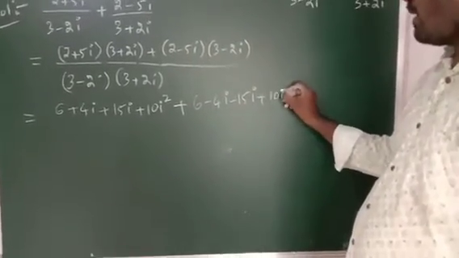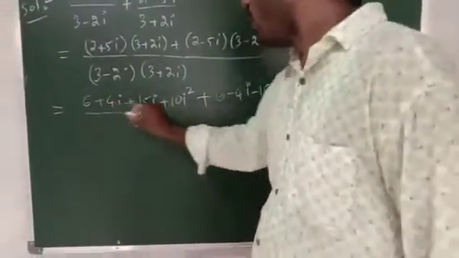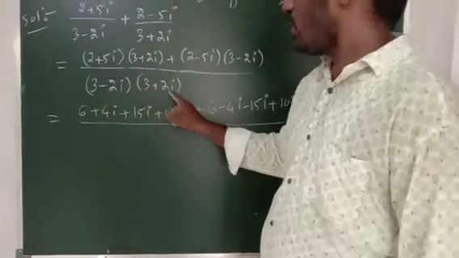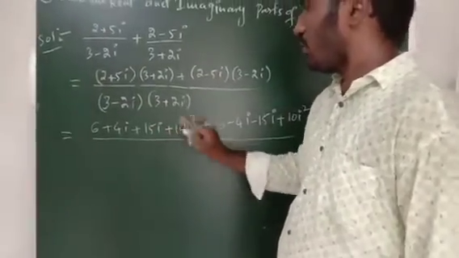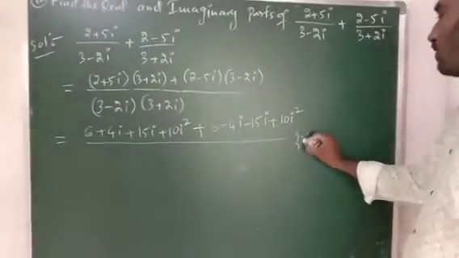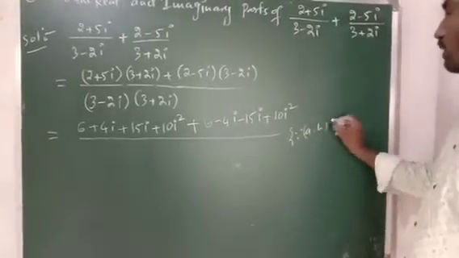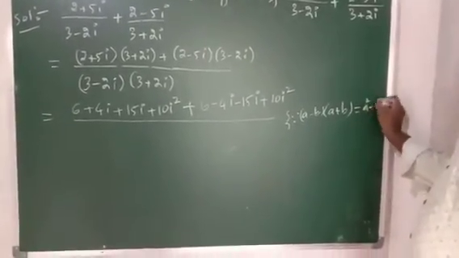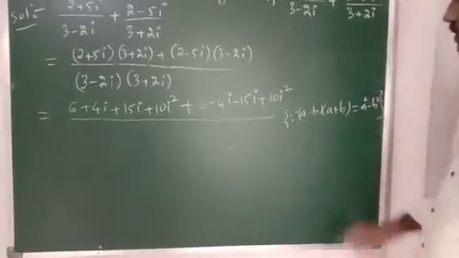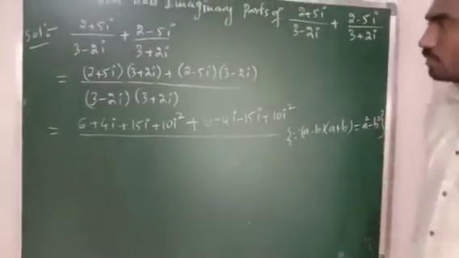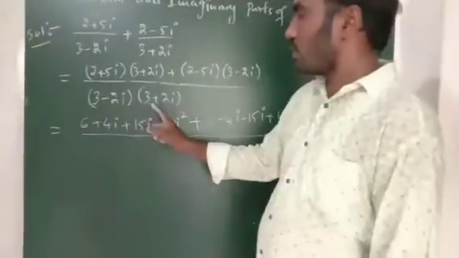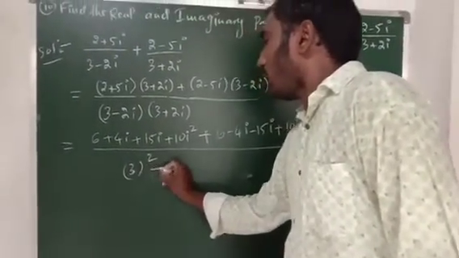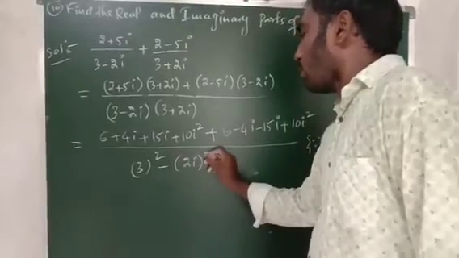So 10i square, by, so here, (3 minus 2i) into (3 plus 2i). We have a formula: (a minus b) into (a plus b) is a square minus b square. So (3 minus 2i) into (3 plus 2i) is 3 square minus (2i) whole square.